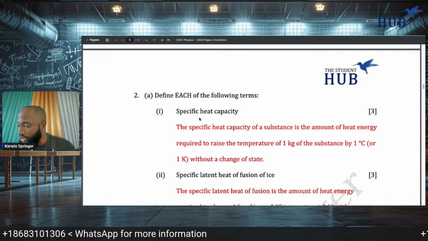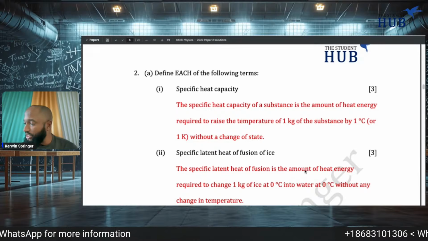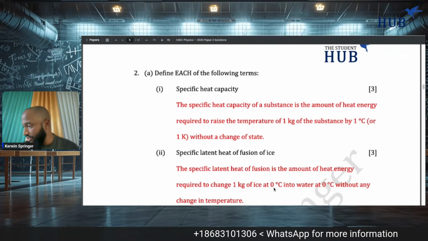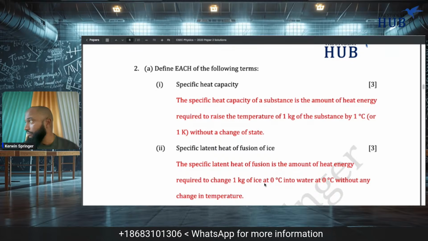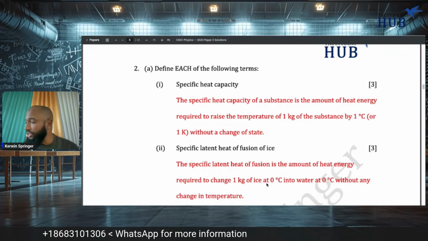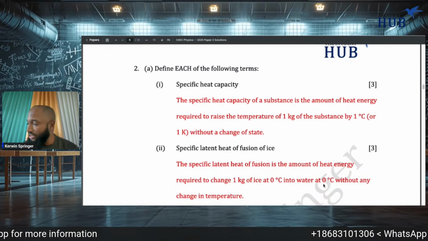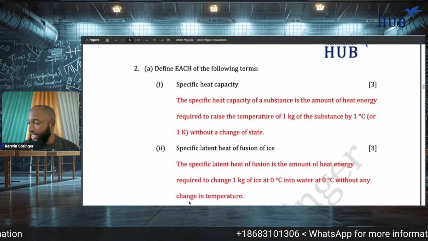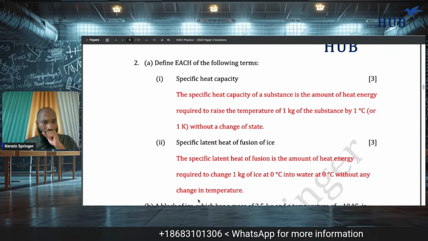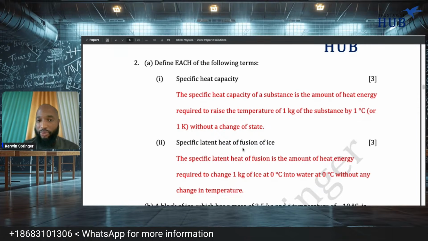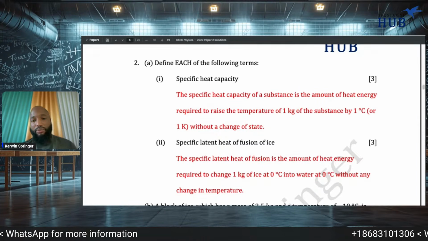So let's go back to the question. Specific latent heat of fusion is the amount of heat energy required to change 1 kilogram of ice at 0 degrees into water at 0 degrees Celsius without any change in temperature. So how would you modify this definition if you wanted latent heat of vaporization?